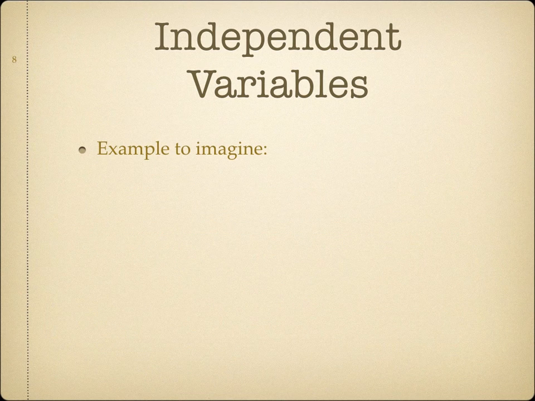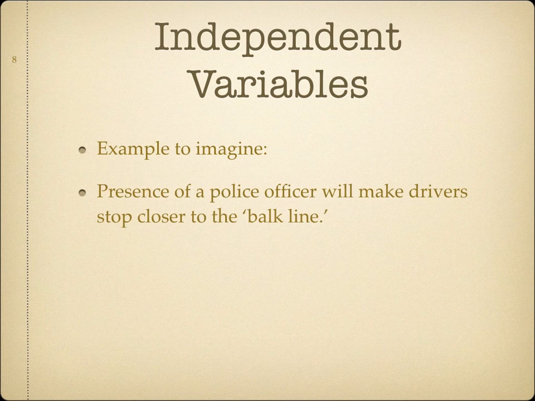Let's imagine a few examples. For instance, let's imagine we have a study where we want to see how people behave at a stop sign when there's a police officer present or not. Now, you may or may not know, but there's a name for the line that is on the road at a stop sign or a stoplight if there's not a crosswalk mark there, and that is called the balk line.